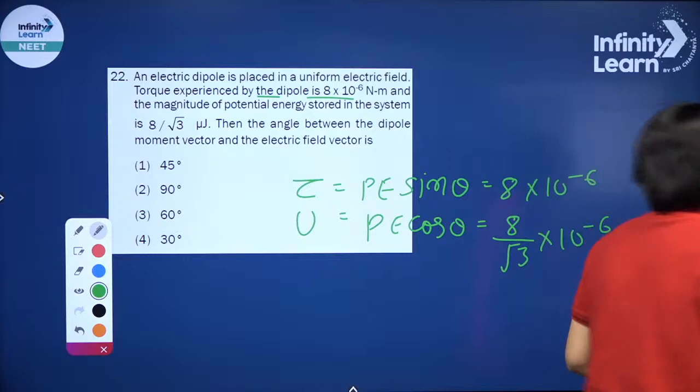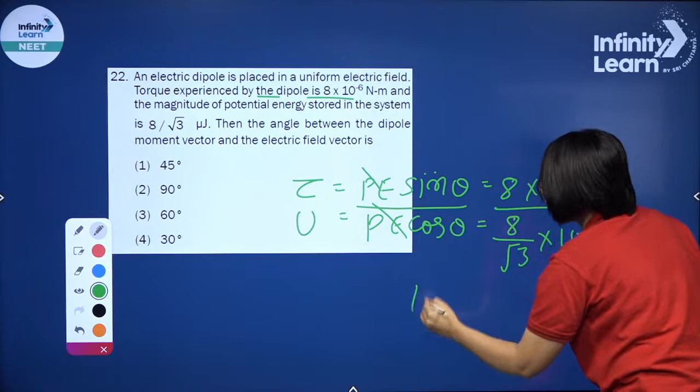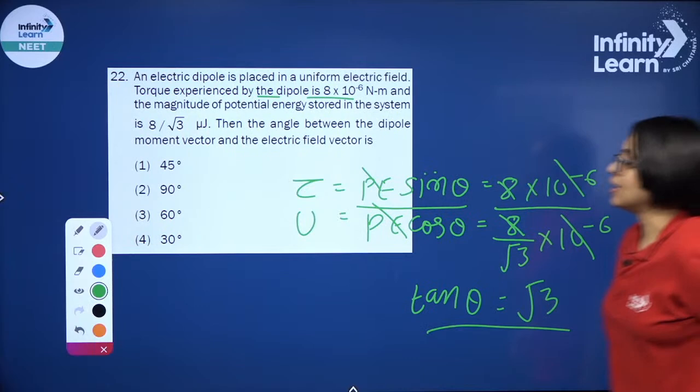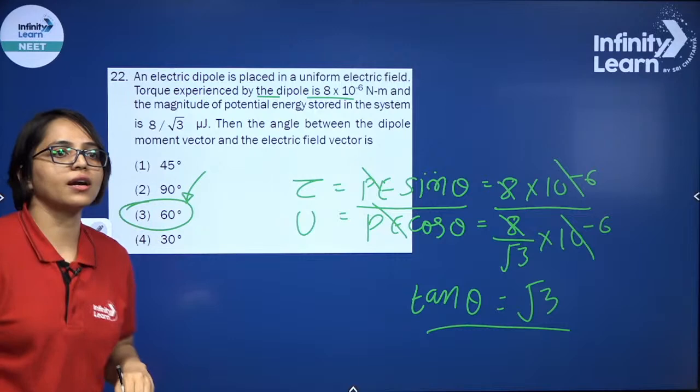चलो इसको डिवाइड करो. PE PE कैंसिल, sin theta upon cos theta is tan theta, एंड दैट इज इक्वल टू, ये डिवाइड करो, 10 पावर माइनस सिक्स, 10 पावर माइनस सिक्स कैंसिल, 8 8 कैंसिल, सो इट इज इक्वल टू रूट थ्री. tan theta रूट थ्री कब आता है? जब एंगल हमारा हो जाता है 60 डिग्री. एंगल क्या हो जाएगा? 60 डिग्री, ठीक है?